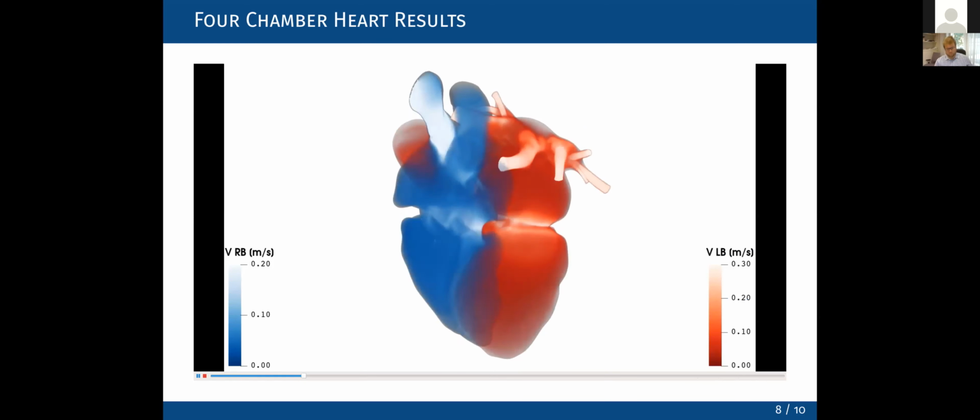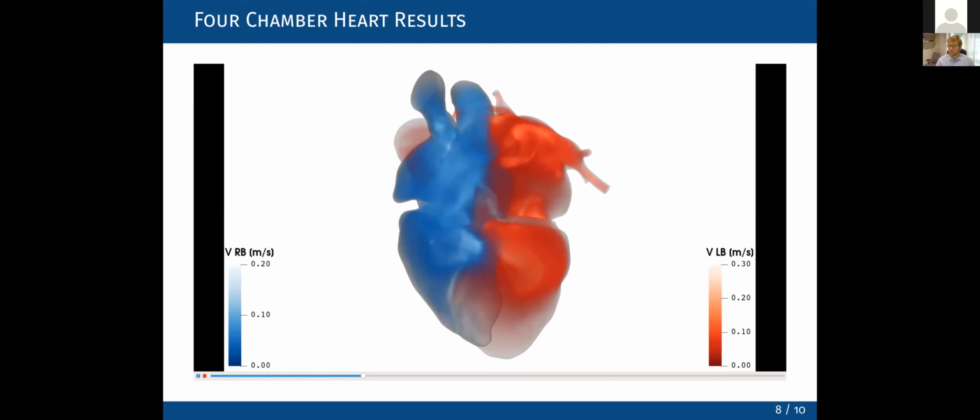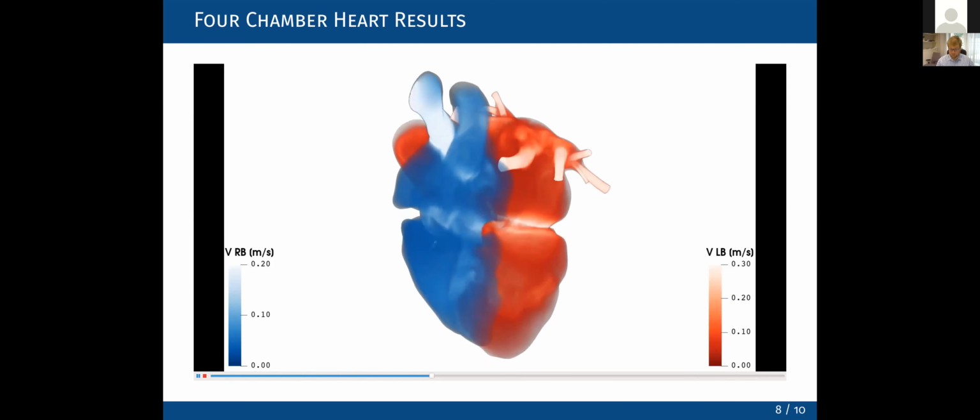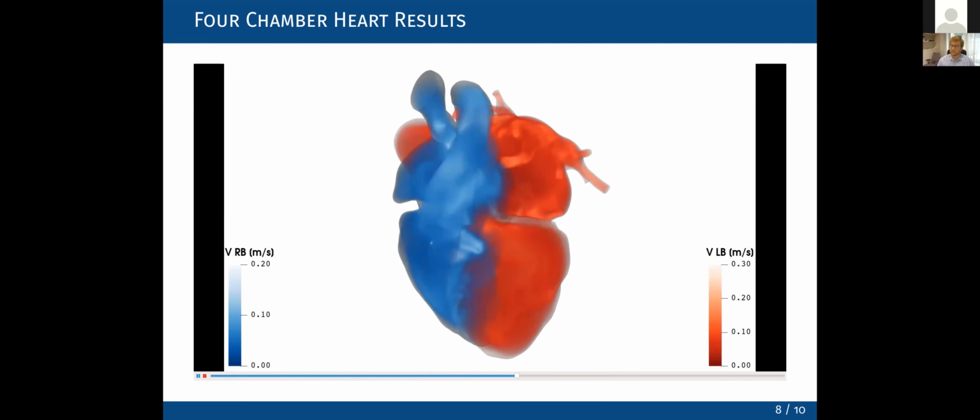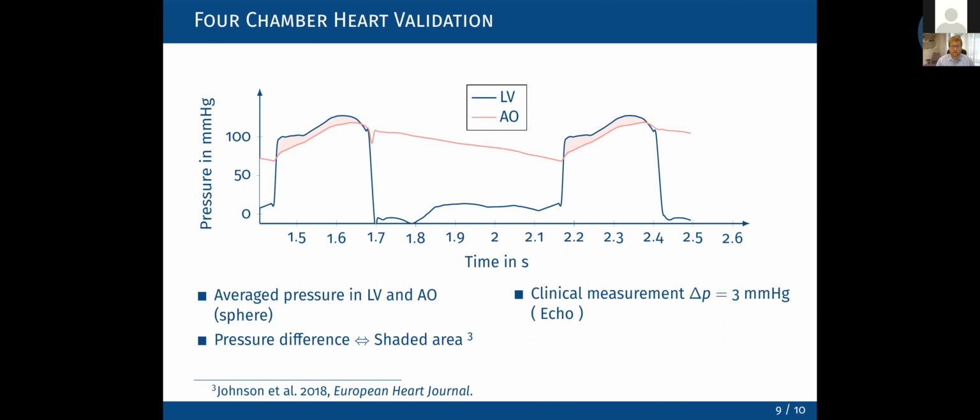But it was not only about generating a nice video, we also tried to validate these results against clinical data. So what we did is we sampled points in the domains, like in the left ventricle and in the aorta. So we put spheres in there and sample points and average the pressure values in these areas. And what you see in the top are the pressure curves from these averaged values.